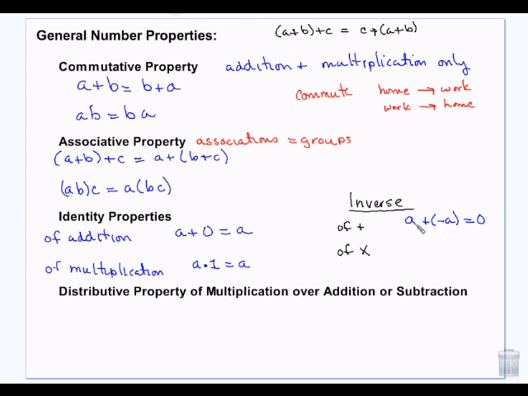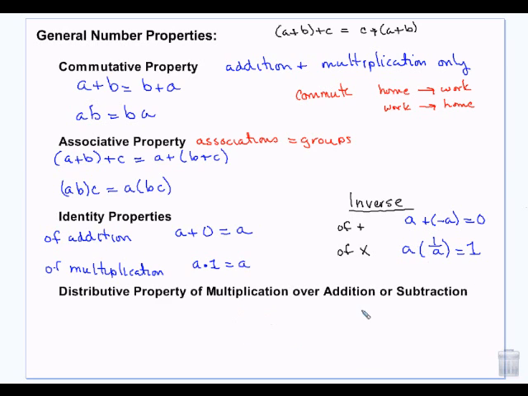Okay, these two are inverses. A and negative A are inverses of each other. They're also opposites. Of multiplication, it's reciprocal. So if you're talking about addition, the inverse is the negative or the positive, depending on what you started out with. And if you're talking about multiplication, the inverses are flipped over.